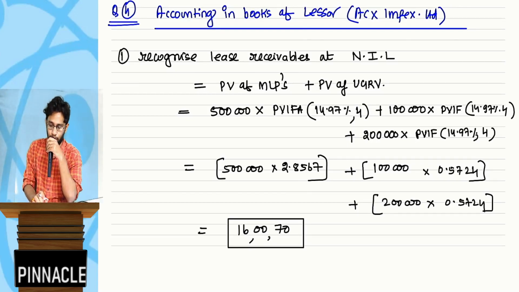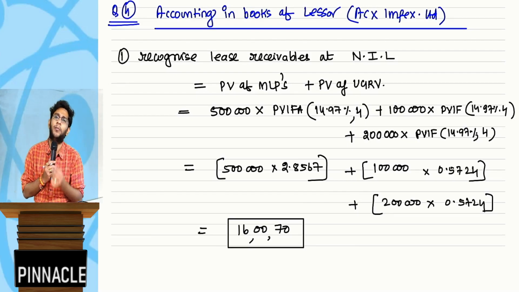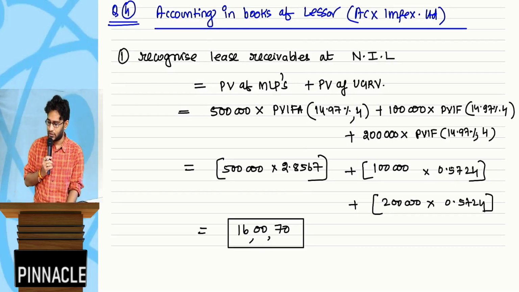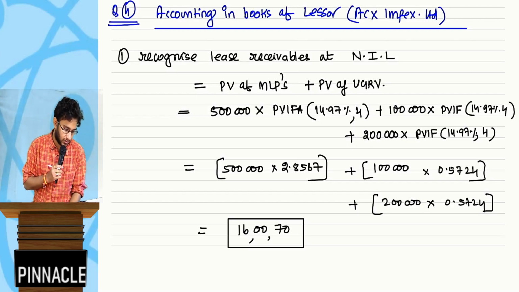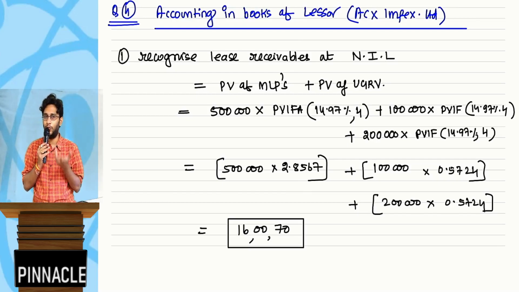Now you see, in the question data, observe, is there any number which is close to 16 lakhs? I got a 16 lakh 70 answer. Is there any number which is near to this number? Fair value. How much fair value? 2 lakhs. Yesterday I told you, nil and fair value both will be same.